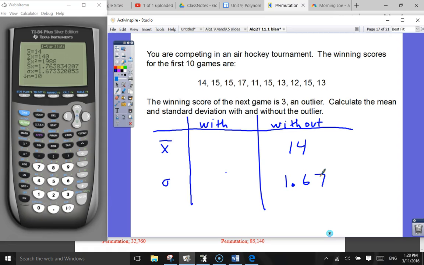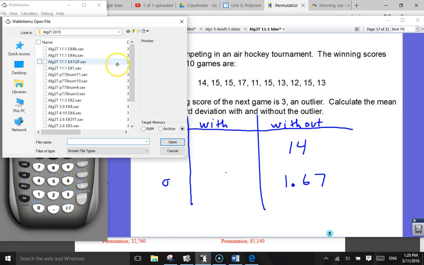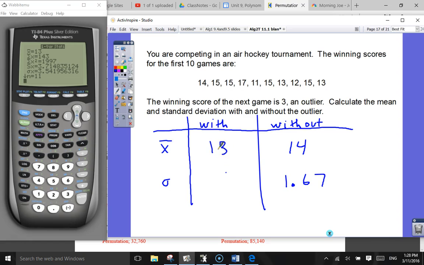Okay, then I'm just going to add a 3 to the list. And obviously it's going to change. Should bring the mean down, and it'll probably make the spread more. Right? Stat calc 1. Now the mean is 13. Now the standard deviation is 3.54. So it made the spread a lot more. Mean was a little bit less.